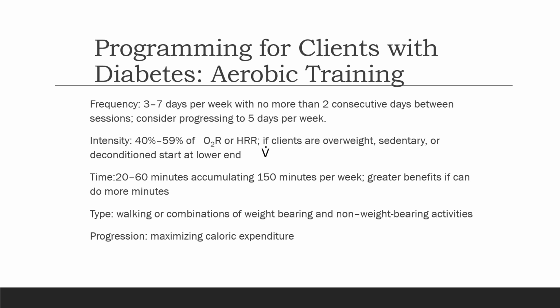So frequency should be about 3 to 7 days per week with no more than 2 consecutive days between sessions, and consider progressing to 5 days per week. The intensity should be about 40 to 59% of the VO2R or heart rate reserve. If clients are overweight, sedentary, or deconditioned, start at the lower end. Time should be about 20 to 60 minutes, accumulating 150 minutes per week, with greater benefits with more minutes. And type should be walking or a combination of weight-bearing or non-weight-bearing activities, aerobic activities, needless to say. And really the idea is to progress to maximize caloric expenditure.